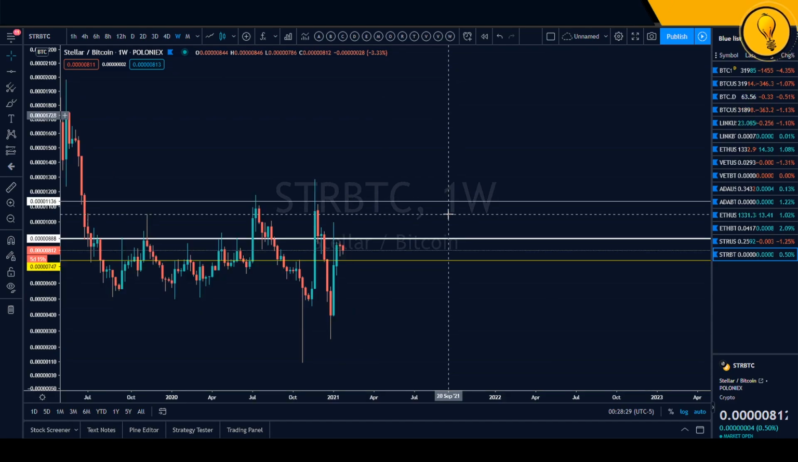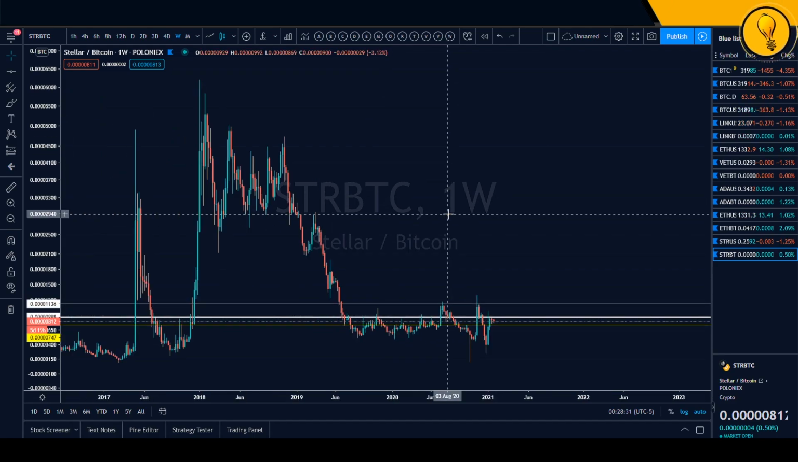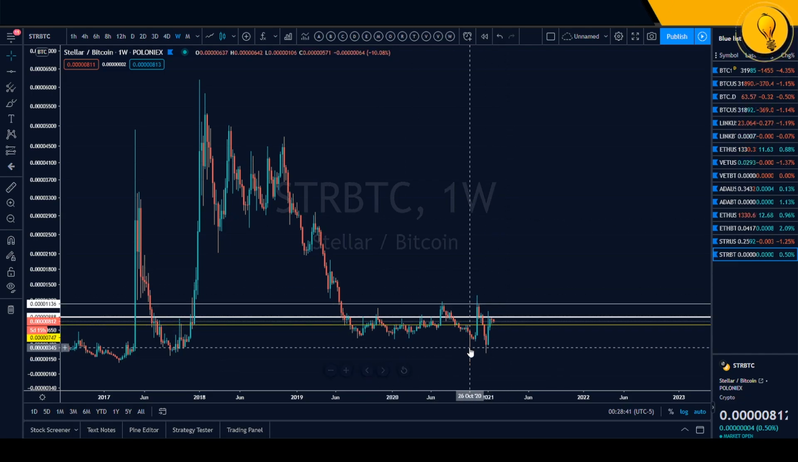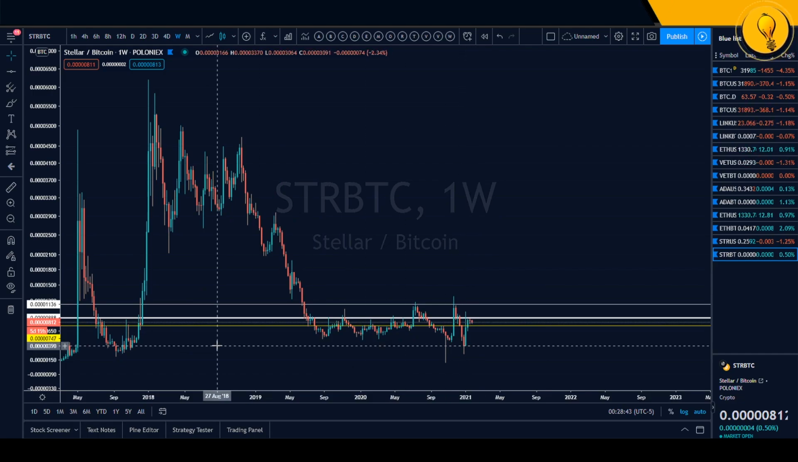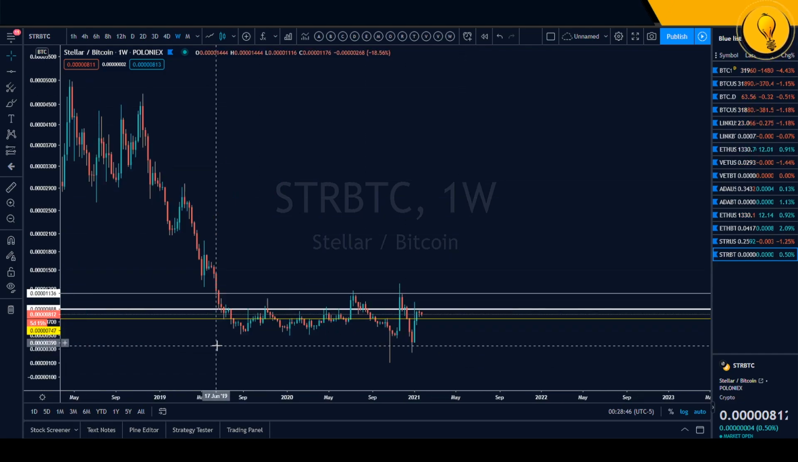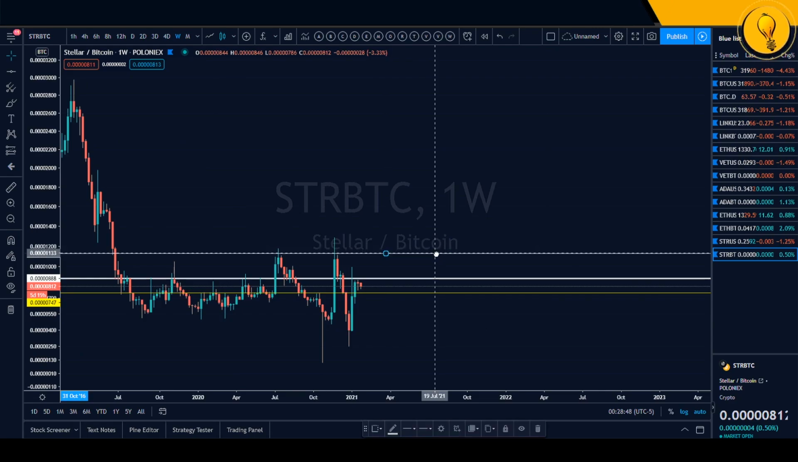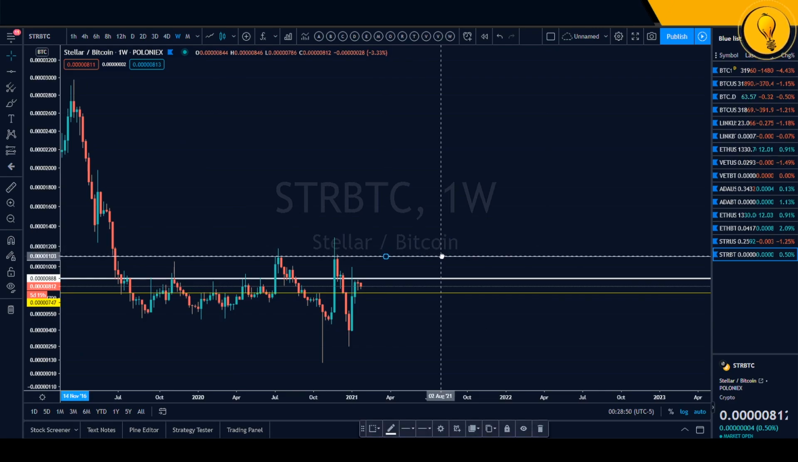In fact, I would say that if we do break a weekly candle above 1,100-ish, Satoshi, we have a 150% move against Bitcoin over here. Yeah. And you'll be in position if you're looking to accumulate around these levels. You'll be in position at around 750 to 800 Satoshi, and that is already a 50% move before the break, right?